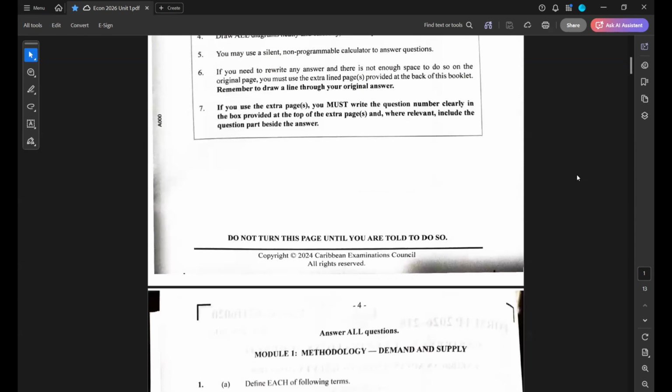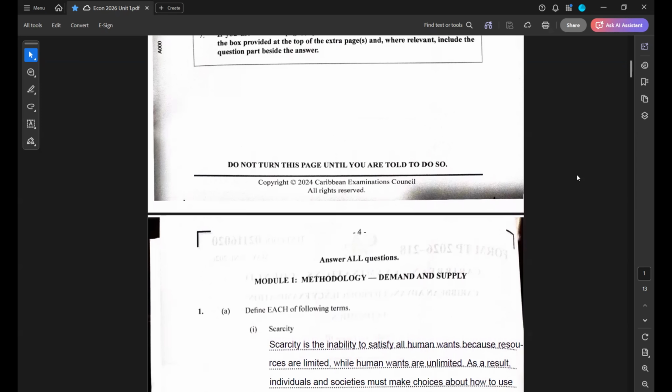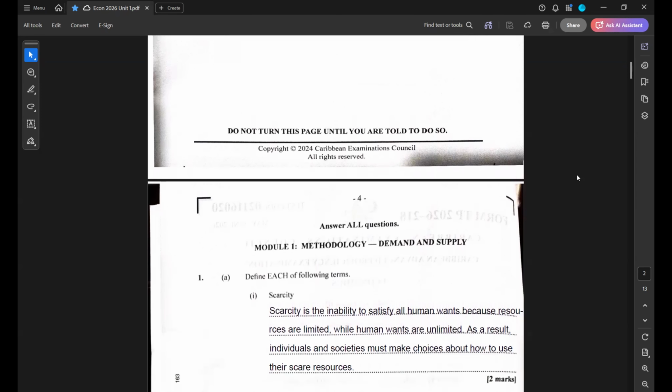So Module 1, the methodology, demand and supply. Number 1, Part A. We have to define each of the following terms. Scarcity. Now, scarcity is the inability to satisfy all humans' wants because resources are limited, while human wants are unlimited. As a result, individuals and societies must make choices about how to use their scarce resources.